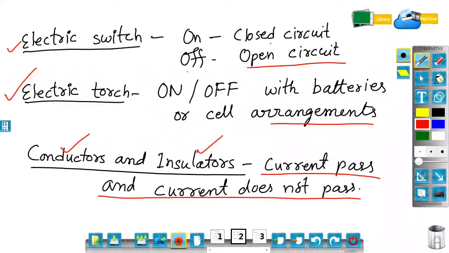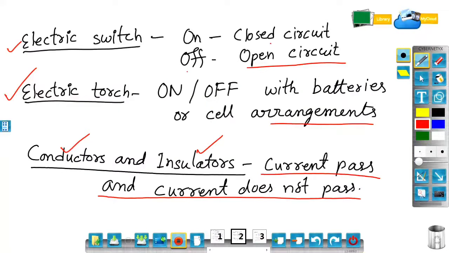From the beginning of the chapter, we have discussed electric current and circuits. We have learned how electric current passes, how the circuit is formed, how open circuit and closed circuit are different, and how the bulb, torch or any electric appliance works. It is the basic of electricity.